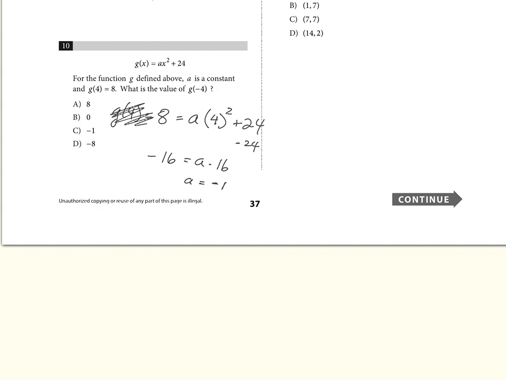And so g of negative 4 is equal to negative 1 times negative 4 squared plus 24. So that's going to equal, this is 16 times negative 1, negative 16 plus 24. So that equals 8. A.